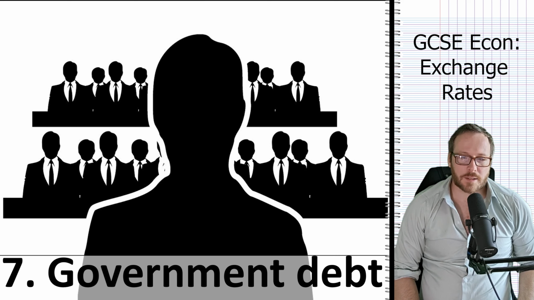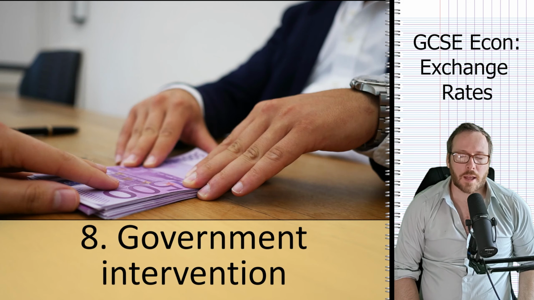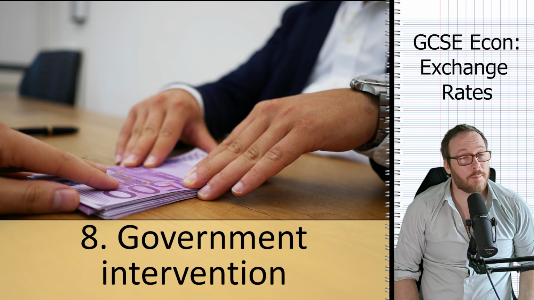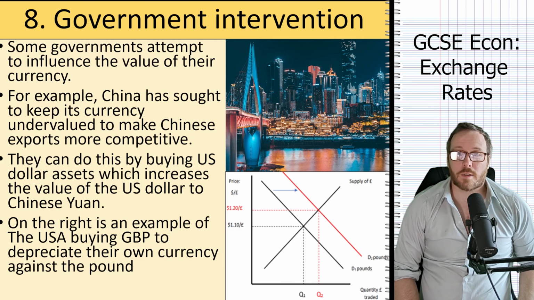Next is government debt. Do governments have to pay debt from abroad? If so, this is going to lower your exchange rate because you're sending money out. Number 8, government intervention. Are your government holding reserves and then using these reserves to buy back your own currency to make it look stronger? Maybe they are. It depends on the degree of government intervention that will determine how exchange rates change.